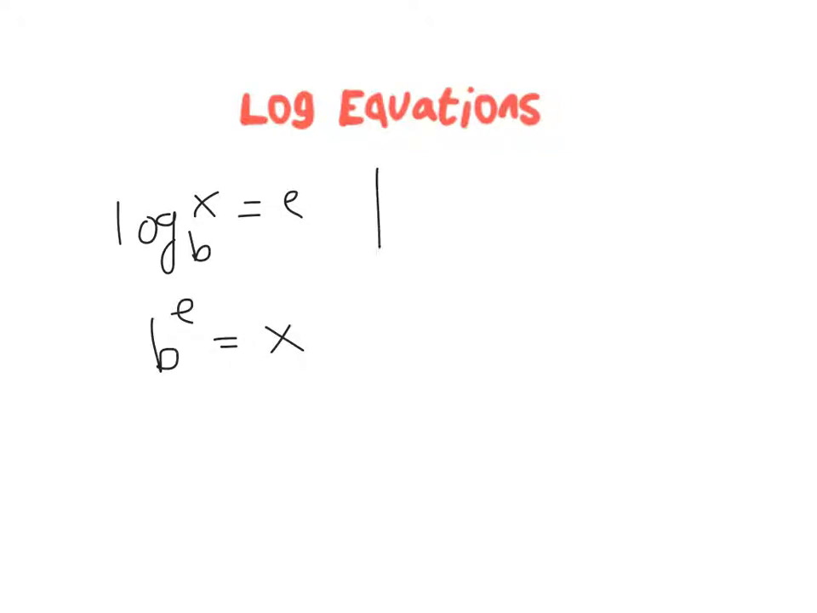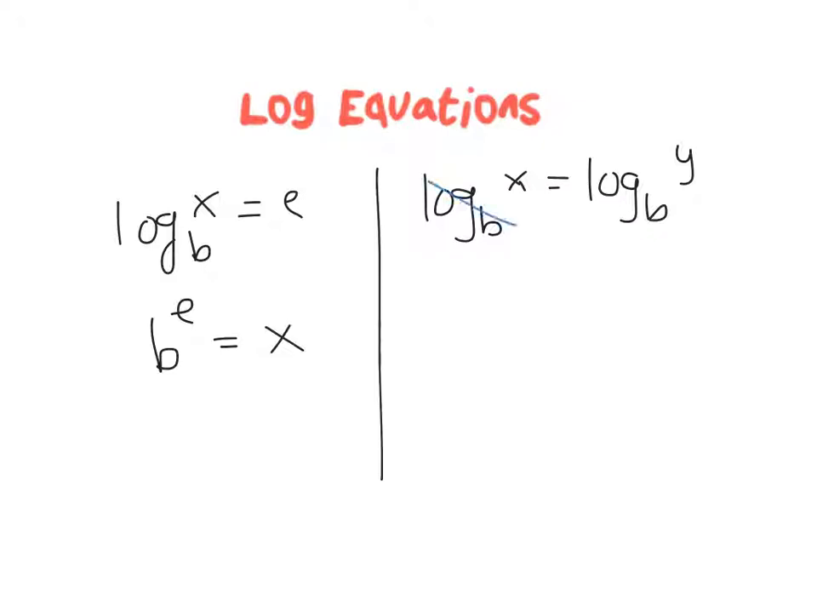The other type of log equation is if there are two logs. And when there are two logs, they should be separated on either side. If not, we have to do something else. But for now, they're going to be separated on either side. And when that happens, you're going to cross out the base and the log, and you'll set the insides equal to each other to find x.